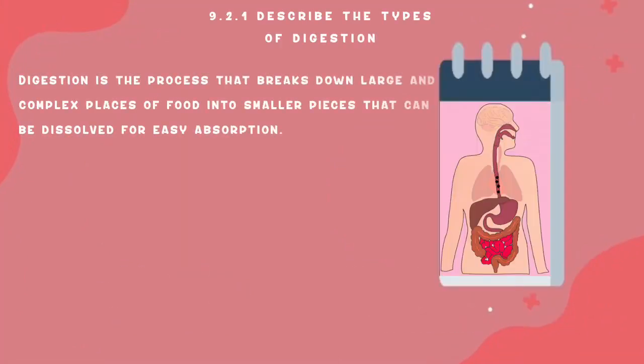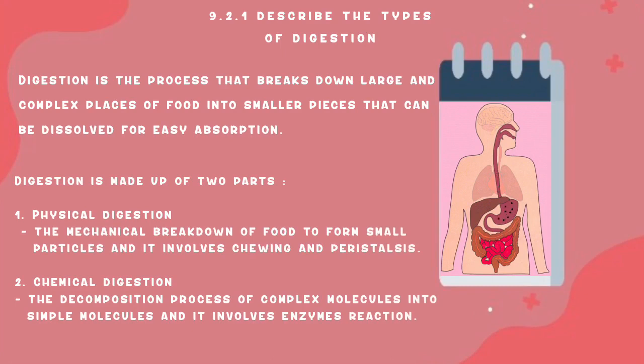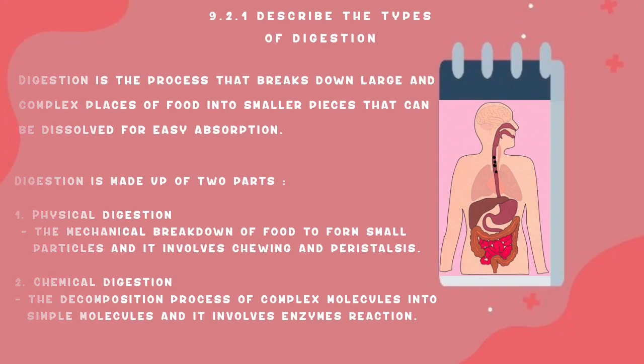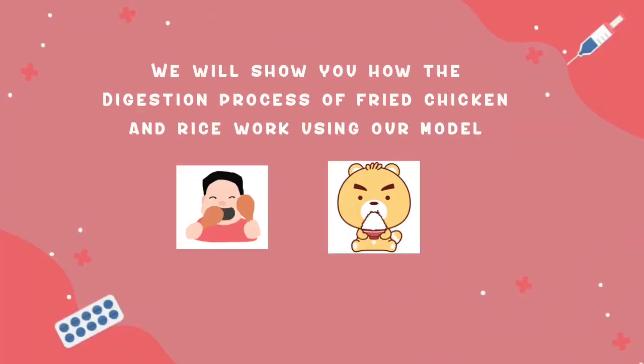As we know, digestion is the process that breaks down large and complex pieces of food into smaller and simple pieces that can be dissolved for easy absorption. Digestion is made up of two parts: physical digestion and chemical digestion. Physical digestion means the mechanical breakdown of food to form small particles, and it involves chewing and peristalsis. Chemical digestion means the decomposition process of complex molecules into simple molecules, and it involves enzyme reactions. So, we will show you how the digestion process of fried chicken and rice works using our model.